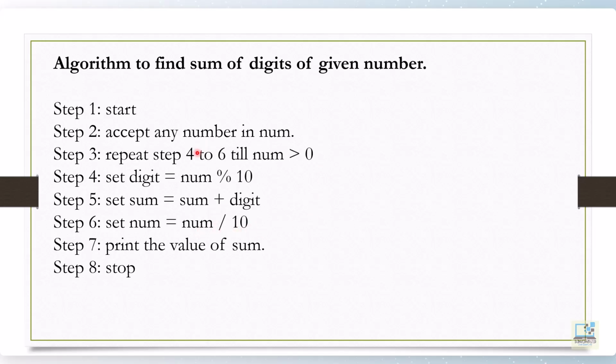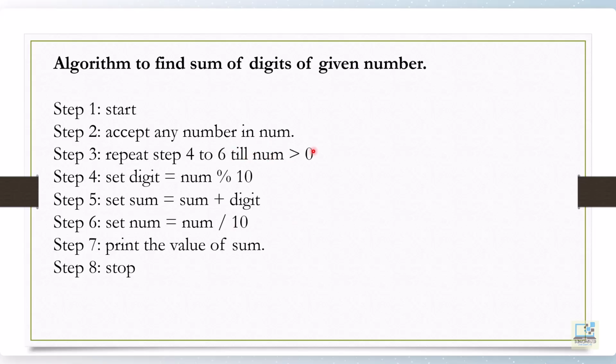Again it will repeat automatically. Now it's 12, 12 greater than 0. So again it's 12 mod 10, the digit will be 2. Then sum is already 3, 3 plus 2, 5. Sum will be 5. Number will be 12 by 10. So now it's 1. Again it will repeat.